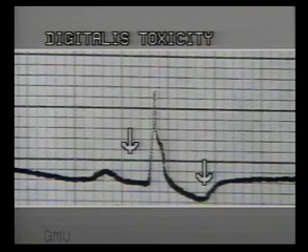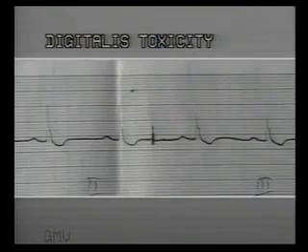The T wave is flat and the PR interval is prolonged, indicating first degree heart block. In this ECG, once again, the characteristic ST segment depression of digitalis toxicity is seen.